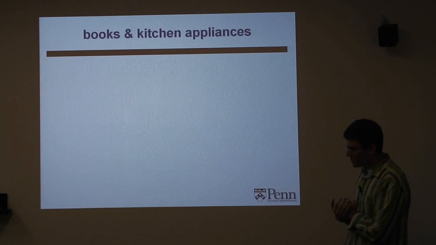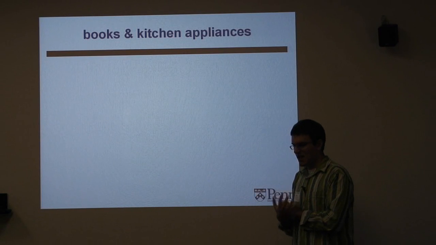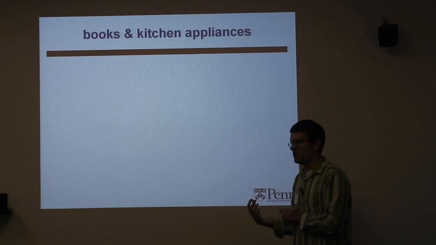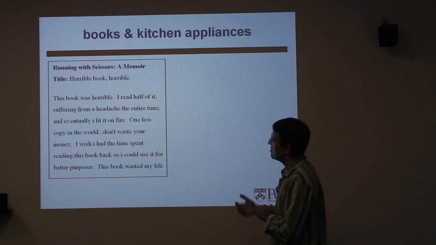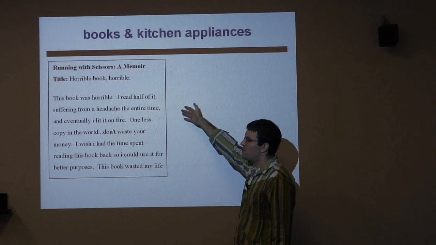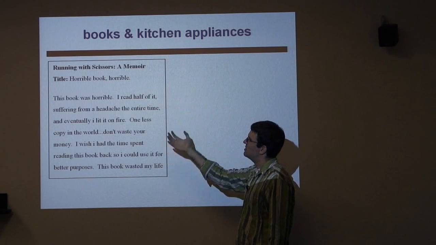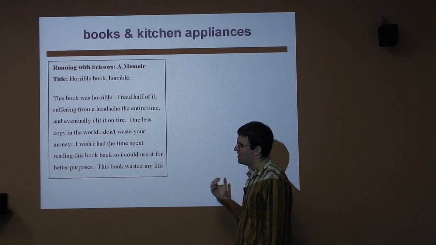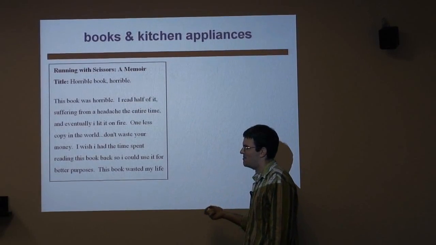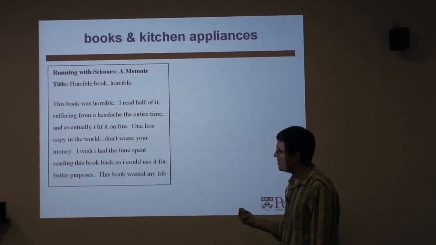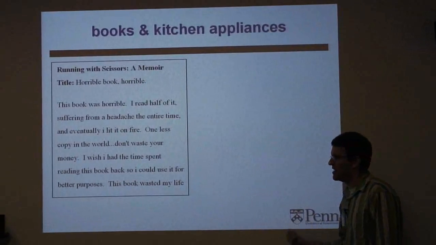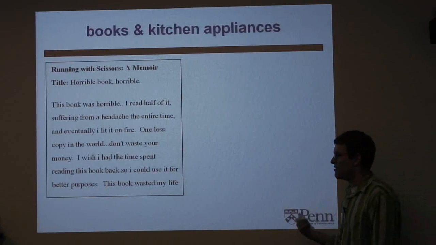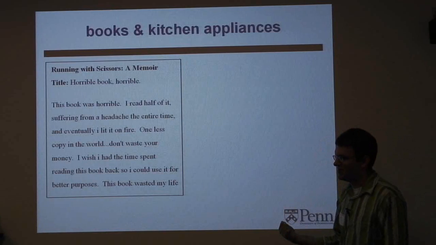Let me give you two examples from these two domains to illustrate the kinds of problems we're going to try to overcome. The first is from books. We pulled both of these off Amazon. This is Running with Scissors, a memoir. "This book was horrible. I read half of it, suffering from a headache the entire time, and eventually I lit it on fire. One less copy in the world. Don't waste your money. I wish I had the time spent reading this book back so I could use it for better purposes. This book wasted my life."